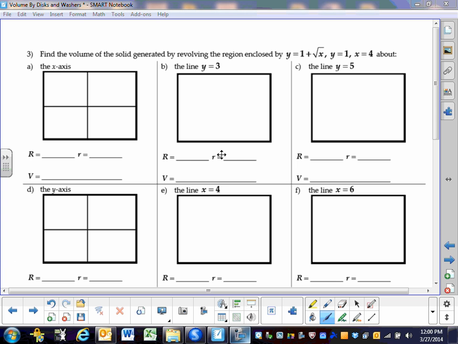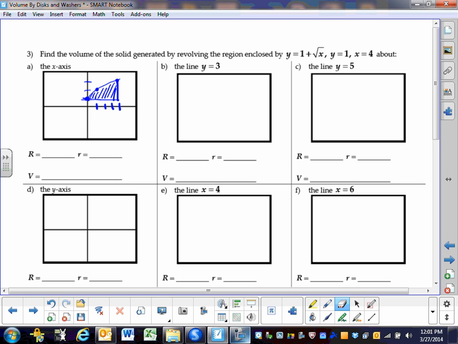Okay, for our next problem, we're going to sketch 1 plus the square root of x. So I would start with the square root of x and shift up by 1. So the square root of 1 would be 1, and we end up at 2. The square root of 4 would be 2, so we end up at 3. So I would have this square root part. We're also going to use y equals 1 and x equals 4. So this is the shaded region we're talking about.